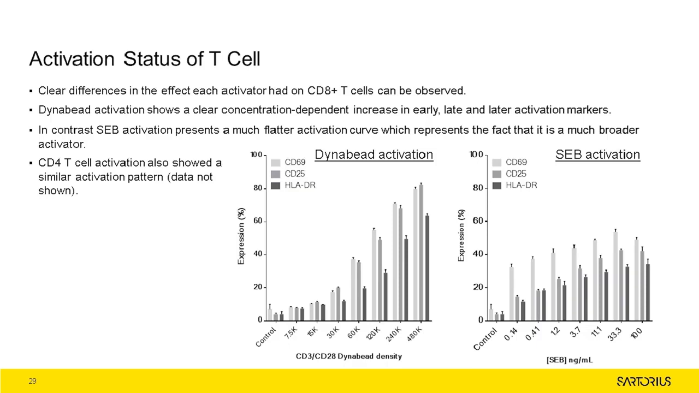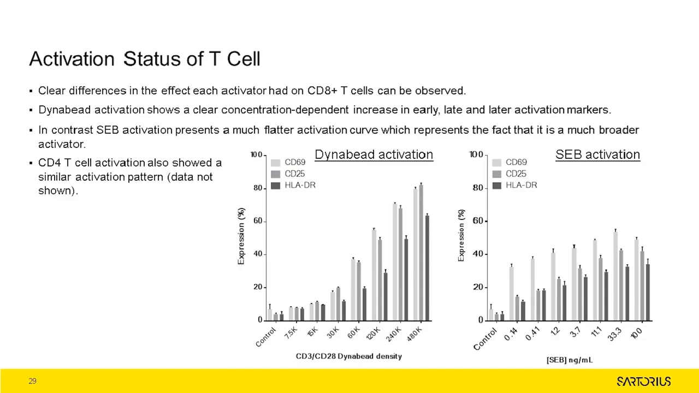By using the gating strategy described in the earlier slide, we can see a summary of the kind of data that can be produced, firstly from the T-cell activation kit. The 2 graphs show the activation markers CD69, CD25, and HLA-DR as a percentage of CD8 positive T cells. The graph to the left represents Dynabead activation, where beads were added as a ratio to effector cells, with the top bead concentration representing a 1-to-1 bead to effector cell ratio. The graph to the right shows SEB concentrations in nanograms per mil.